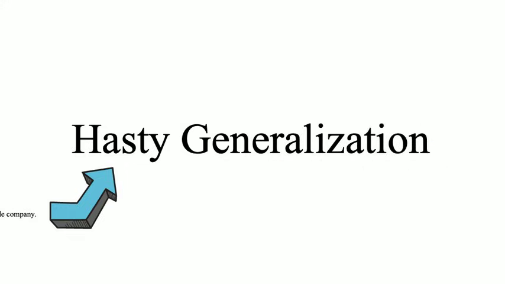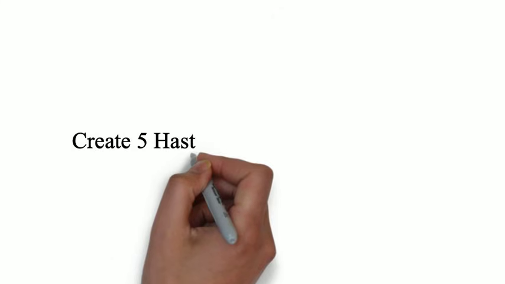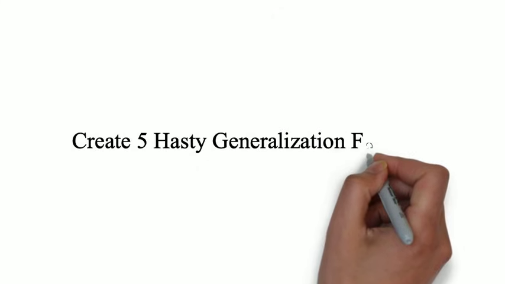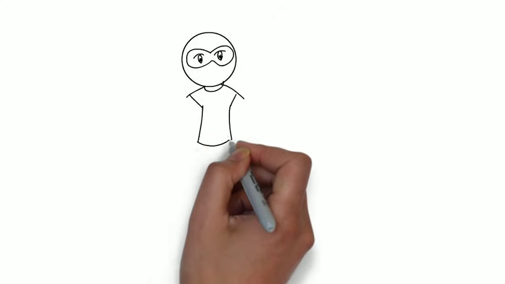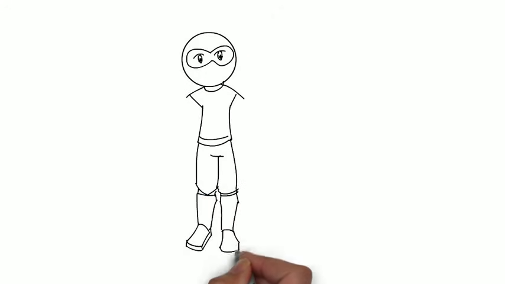Now that you have a better understanding of what a hasty generalization is, here's your task. Create 5 hasty generalizations, 5 statements that take a limited amount of evidence and jump to a broad conclusion. Then, be ready to share one of your hasty generalizations with the class. Good luck.